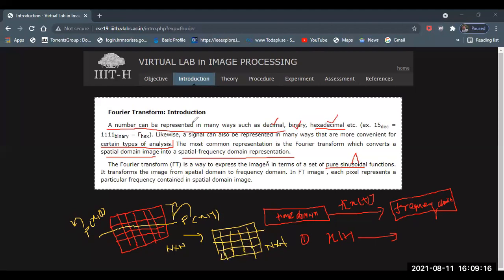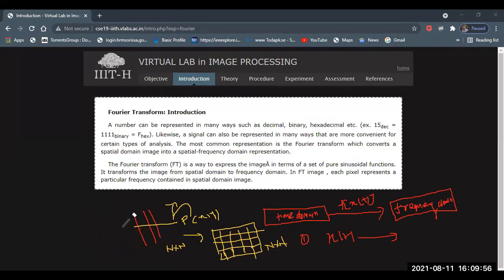Okay, so this is the introduction about what you understand by Fourier transformation. Hope it is clear to all of you. That means what Fourier transformation is, why we need to perform a transformation, and what actually happens when we perform a Fourier transformation. So I think it is clear to all of you. This is the introduction part for FFT, sometimes called the FT.